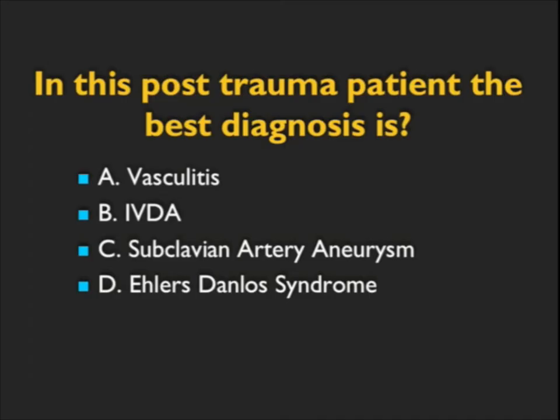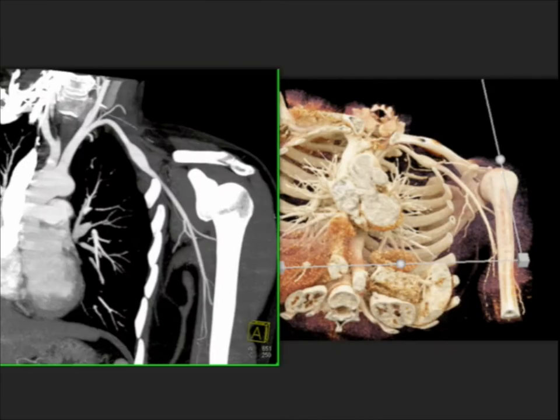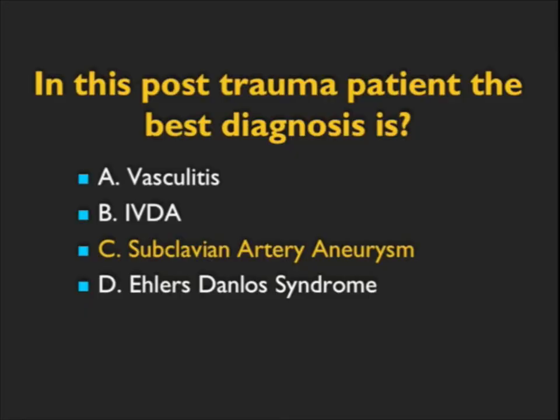This patient was post-trauma, and I asked for the diagnosis. You're seeing a MIP image with bone removal, and then you're seeing a cinematic image. You can see focal dilatation of the patient's left subclavian artery, this subclavian artery aneurysm. It is true this could be due to Ehlers-Danlos. Those patients get aneurysms in multiple vessels, including the subclavian artery. IV drug abuse, not a great vessel, and it's not really a good appearance of vasculitis. So this is a great case of a subclavian artery aneurysm.